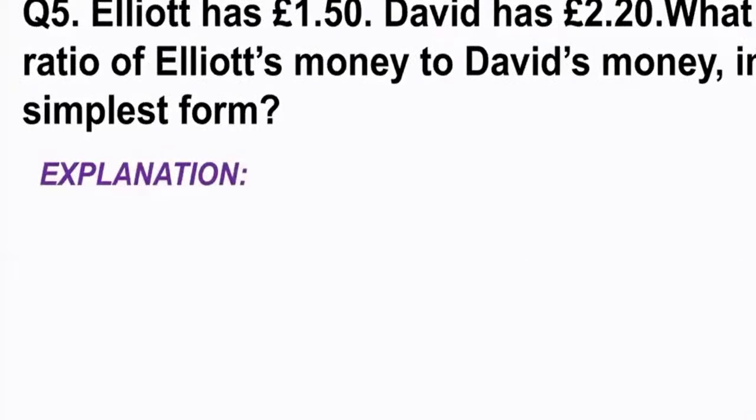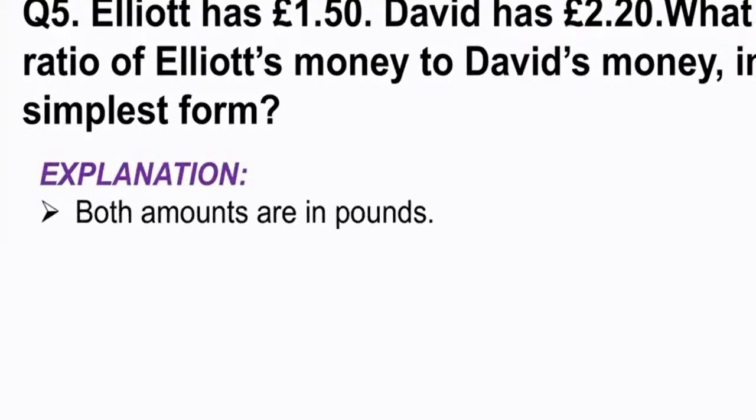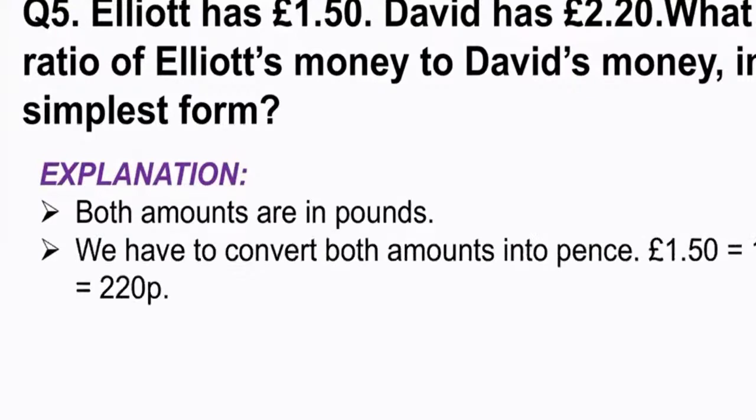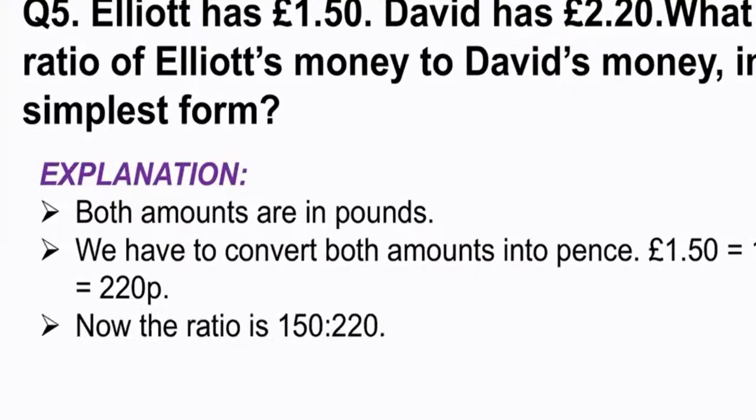Question number 5. Elliot has £1.50 and David has £2.20. What is the ratio of Elliot's money to David's money in its simplest form? Okay, so what we have to do here is, because both amounts are in pounds, we want to convert both amounts into pence. So £1.50 is 150 pence and £2.20 is 220 pence.